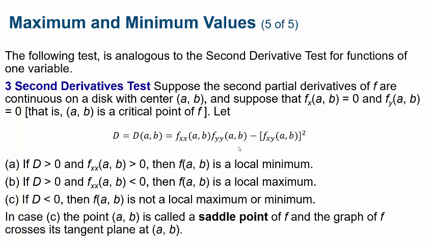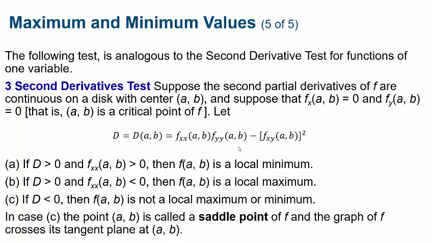Okay, so the next one here, the following test is analogous to the second derivative test for functions of one variable. So now here's the second derivative test for when we have functions of more than a single variable. For two variables, suppose the second partial derivatives of f are continuous on a disk centered at (a, b), and suppose that the partial derivative of f with respect to x is equal to 0, and the partial derivative of f with respect to y is also equal to 0.